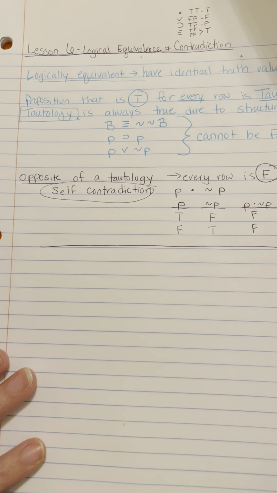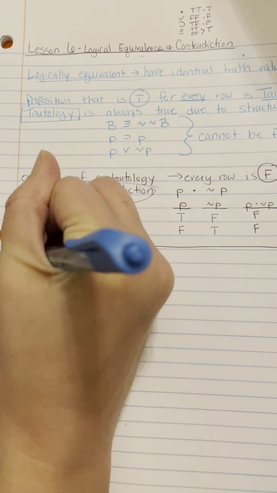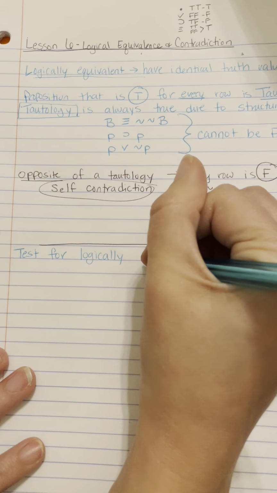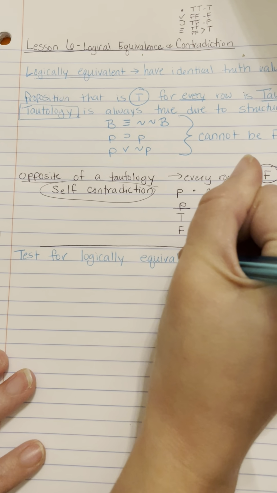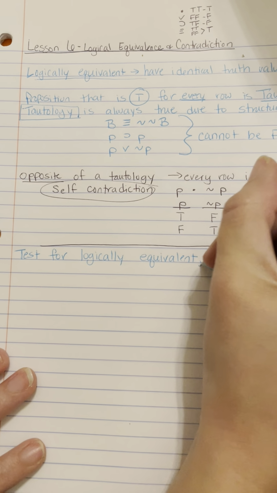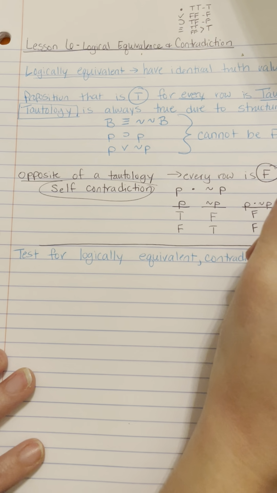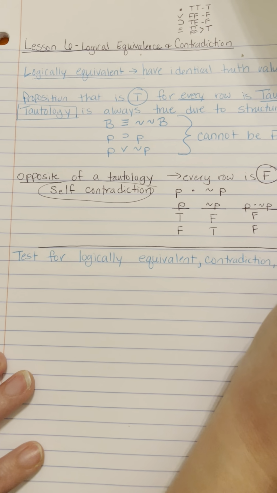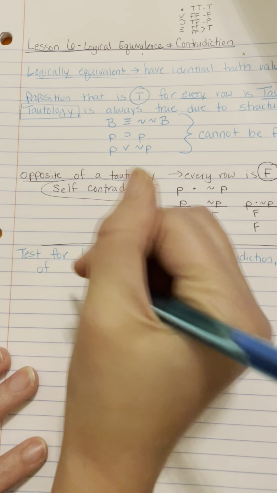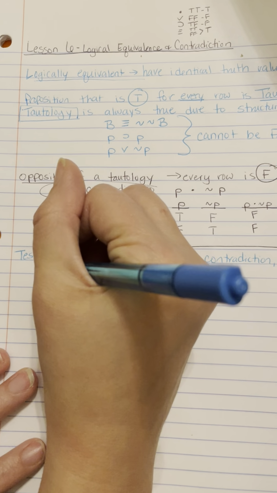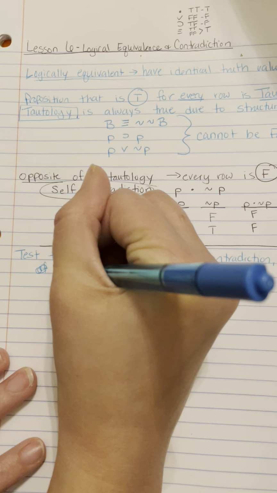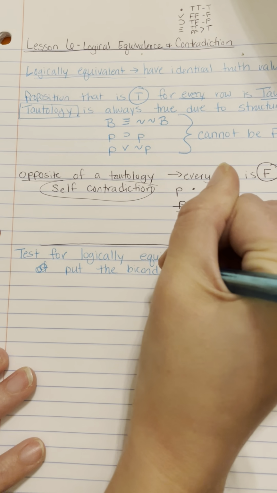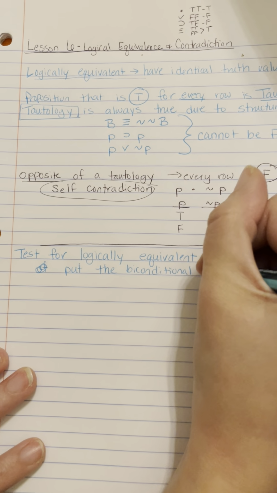Now in order to test to see if two propositions are logically equivalent or if they're a contradiction or neither, okay, that's also an option, you are going to put the biconditional between two statements.